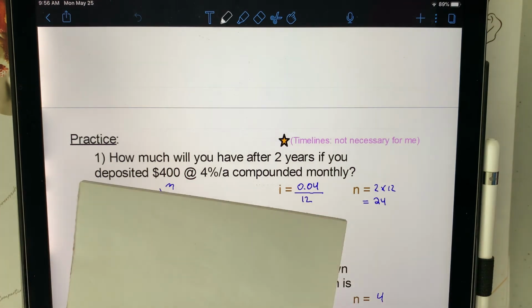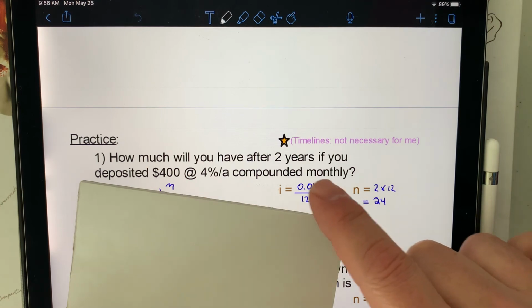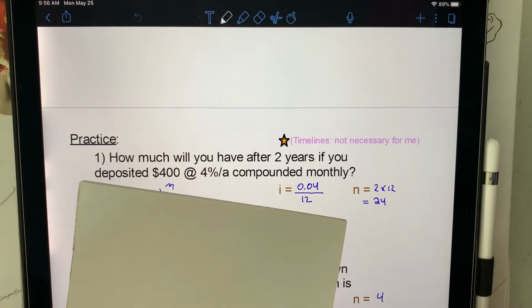Now if you plug that into your calculator, you're going to find out that that number goes on and on. So just leave it like that. We're going to actually use the fractions for I, and then it's easier for us on the calculator and it's more accurate. So win-win. And then to figure out the n, we say, okay, how many months are there in 2 years? And probably in our head, we're just going to say 24.